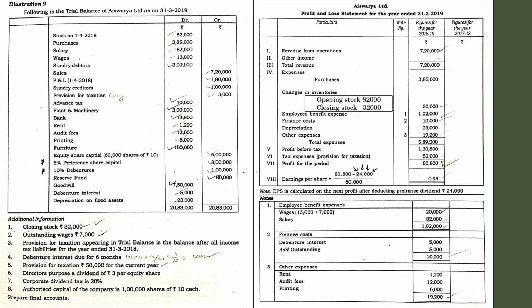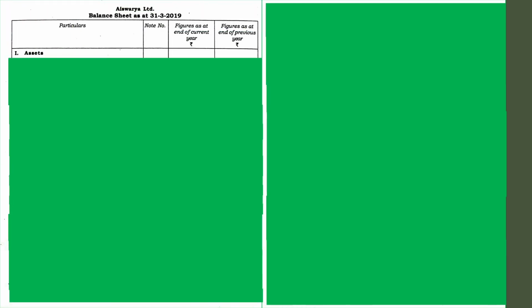Next, let us go for the next statement. Statement of financial position, or we can simply say balance sheet for the period. Format for presenting the statement of financial position is almost similar to the format of the statement of profit and loss. Let us begin with assets. Under assets, we will start with non-current assets. Under non-current assets, first one is property, plant and equipment.